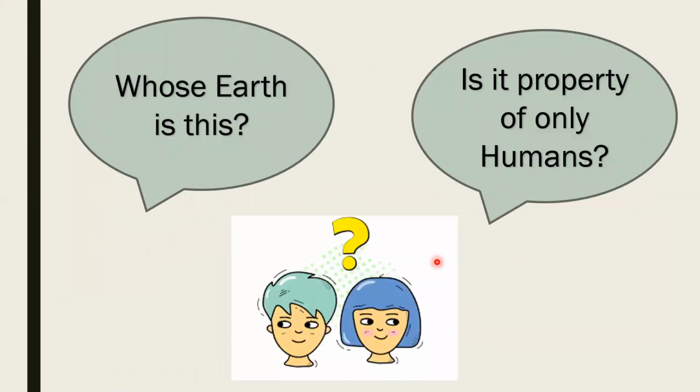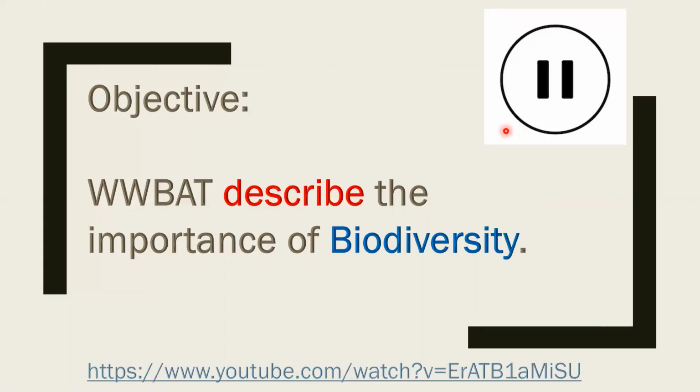So now my question is, whose earth is this? Is it property of only humans? Why am I asking this question? Because we need to understand this objective, right? What we are learning, you know what is describe. Describe means you should know and tell what is the importance of biodiversity. Now first we will discuss what is biodiversity, then we will discuss what is the importance of biodiversity.